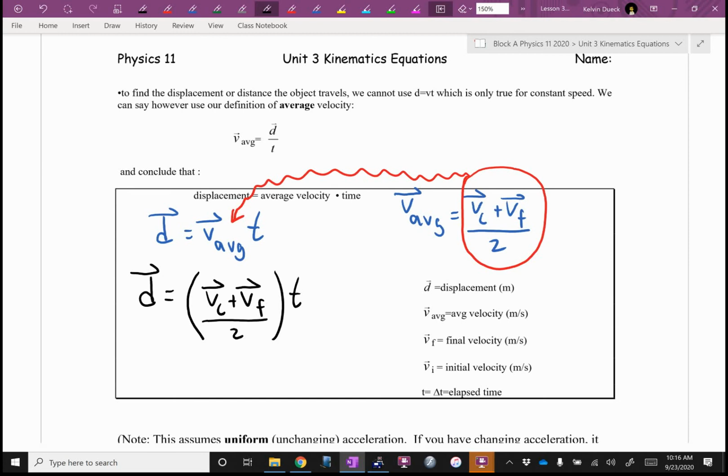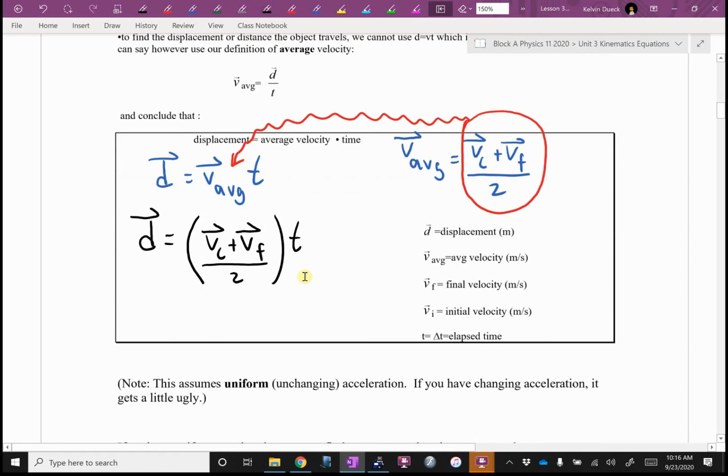How many variables are there in this equation? How many different versions of this equation are there? You can memorize all 4 different equations, or I can teach you how to rewrite these in your head. Go with the second option. It's better. Little note, this again assumes uniform or unchanging acceleration.